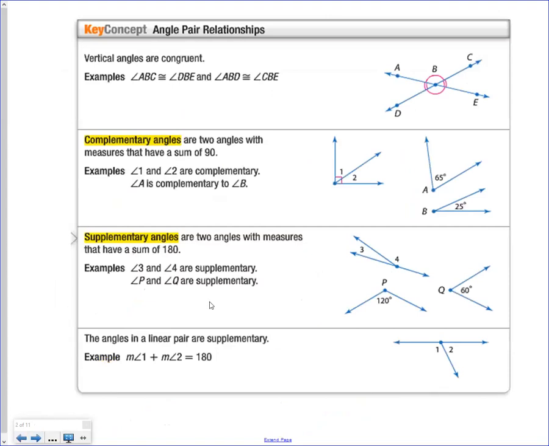Angle pair relationships. Vertical angles are congruent, right? That is basically what Savannah was saying, right? Measures are equal, leads to them being congruent. Then we have complementary and supplementary.